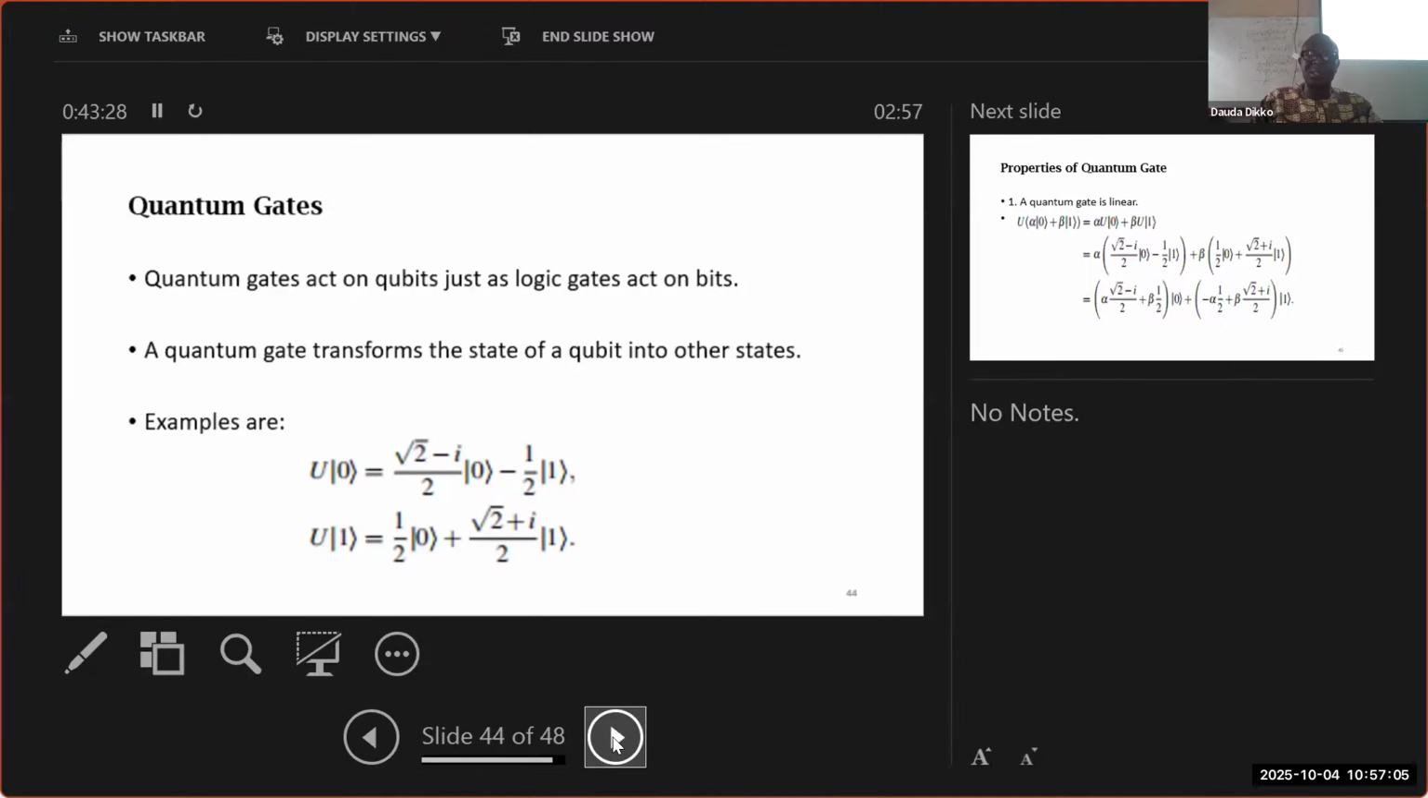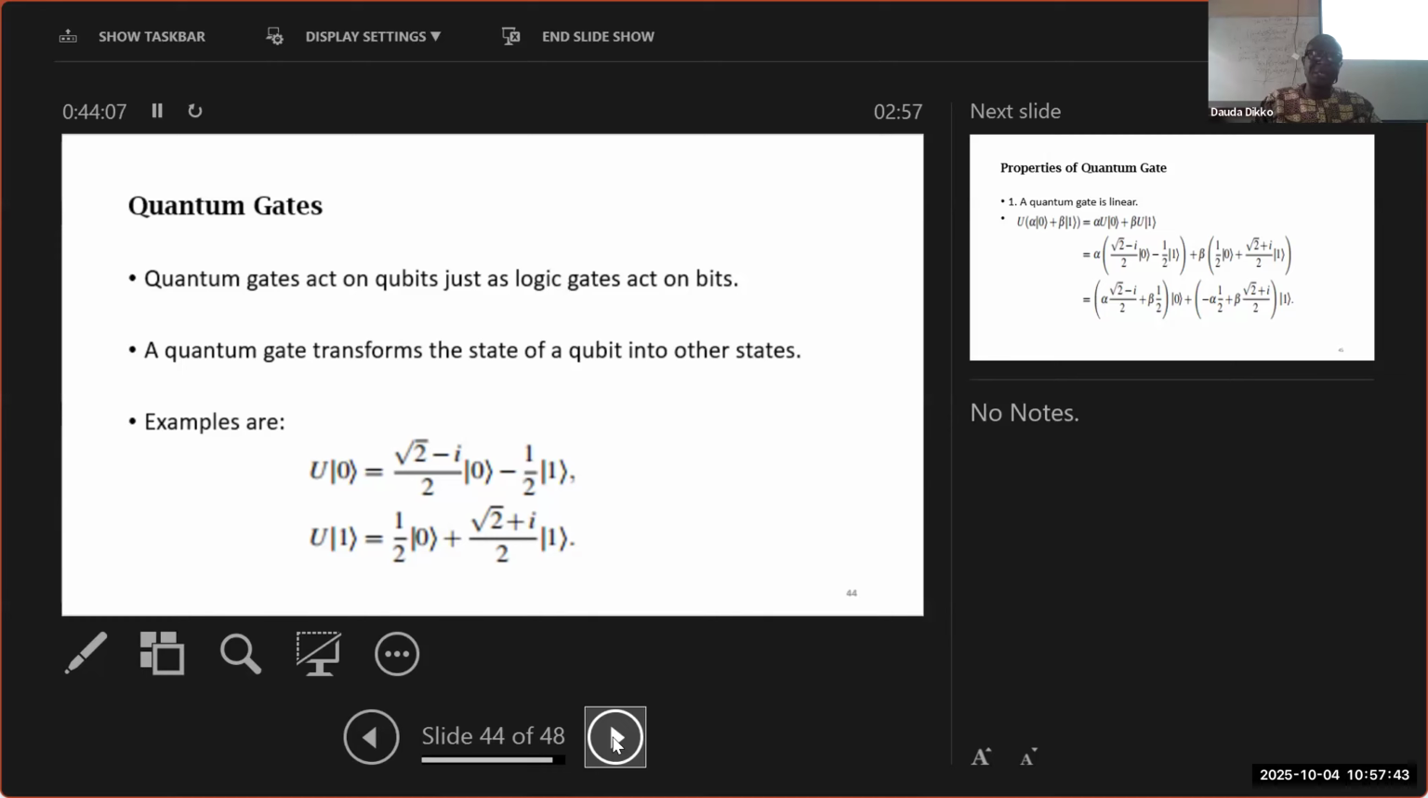So just like you have the logic gate, we have the quantum gate. A quantum gate acts on a qubit, just like a logic gate acts on a bit. The quantum gate, just like the logic gate, transforms the state of a qubit into another state. So we have an example. You can see the quantum gate. The quantum gate is also represented by a unitary. It's also called the unitary gate. Okay, so U represents unitary.